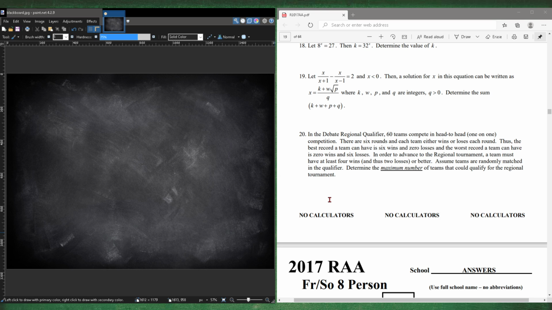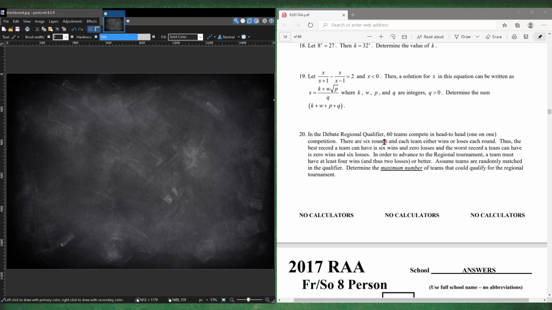In order to advance to the regional tournament, they must have at least 4 wins or better. Assume that they're all evenly matched. Determine the maximum number of teams that could qualify. So basically, what we need to find is the total amount of wins. And since each team needs 4, whatever the total amount of wins is, divided by 4 should be the number of teams, logically speaking, right?